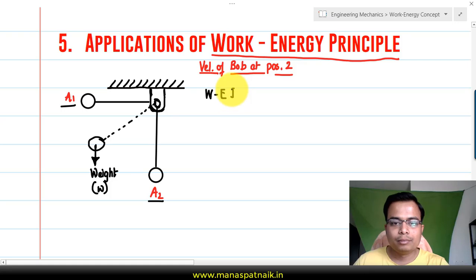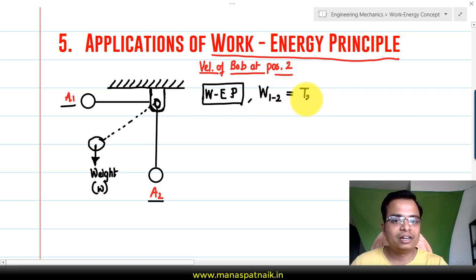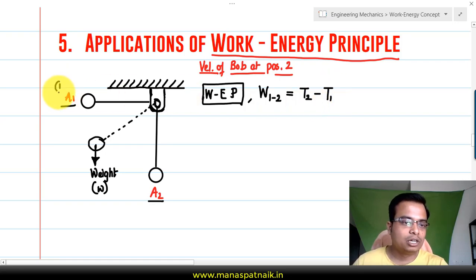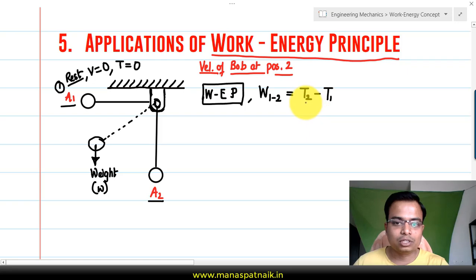and energy principle, WEP, the mathematical formulation is this: work done in taking the particle from position 1 to position 2, that is W1 to 2, is equal to the change in kinetic energy, that is final kinetic energy T2 minus initial kinetic energy T1. And here, this is the initial position. The bob was at rest. In the state of rest, velocity is obviously equal to 0. If the velocity is 0, that clearly means the kinetic energy initially will also be equal to 0. So we are left with only T2, the final kinetic energy.